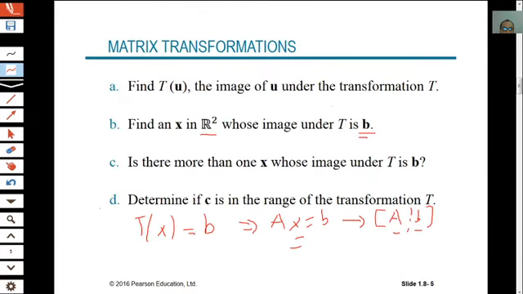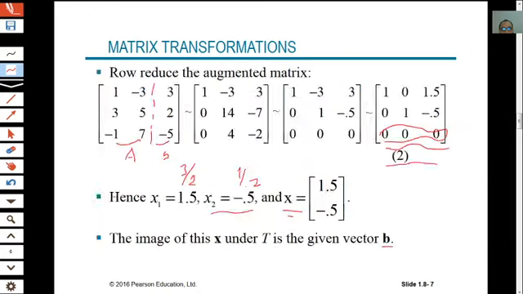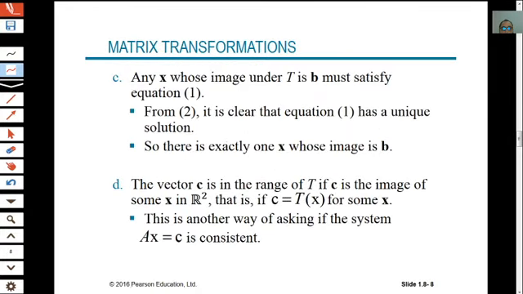The third question: is there more than one x whose image under T is equal to b? Can we find another x whose image under T is equal to the same vector? From the second question, it is clear that the equation A times x equal to b has a unique solution. So there is exactly one x whose image is b, which means there is no other x whose image under T is b.